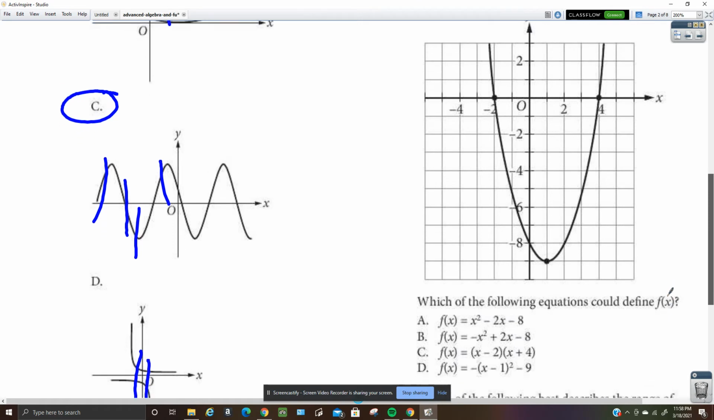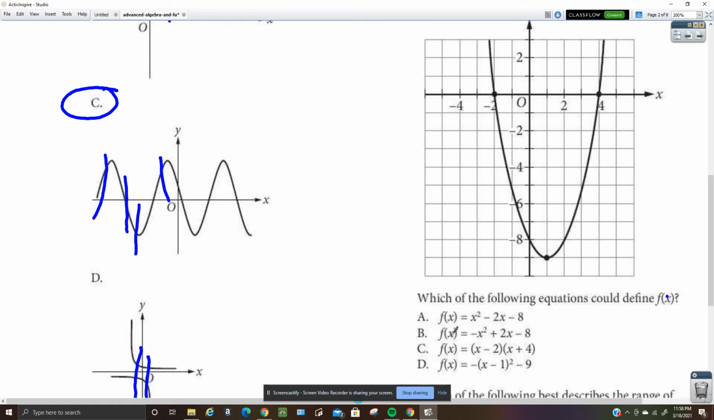Graph of the function in the xy plane. So I can eliminate B and D right off the bat because a negative in front of this would cause the parabola to open downward. So this is not correct because it should be x plus 2 and x minus 4. So this is the only one that's left. Or if I wrote it in factored form, it'd be x plus 2 times x minus 4.